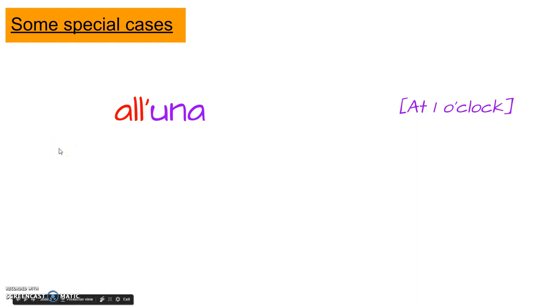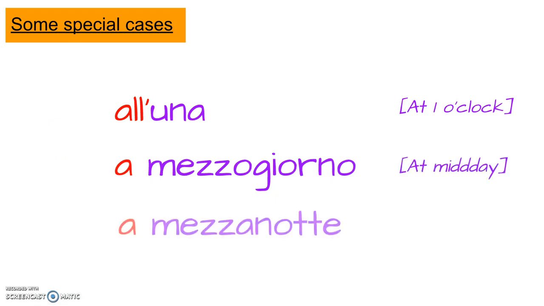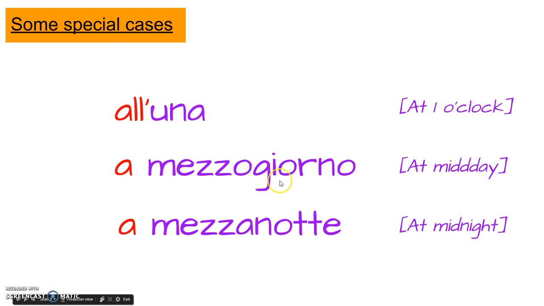We also have two other expressions, a mezzogiorno, at midday, and a mezzanotte, at midnight. And you can remember these by thinking about the two greetings in Italian. Buongiorno means good morning, and of course that relates to the daytime. And buonanotte, good night. And of course we have the word notte here in this expression. Mezzo or mezza, both of these mean half in Italian. So halfway through the day, midday, mezzogiorno, and halfway through the night, midnight, mezzanotte.